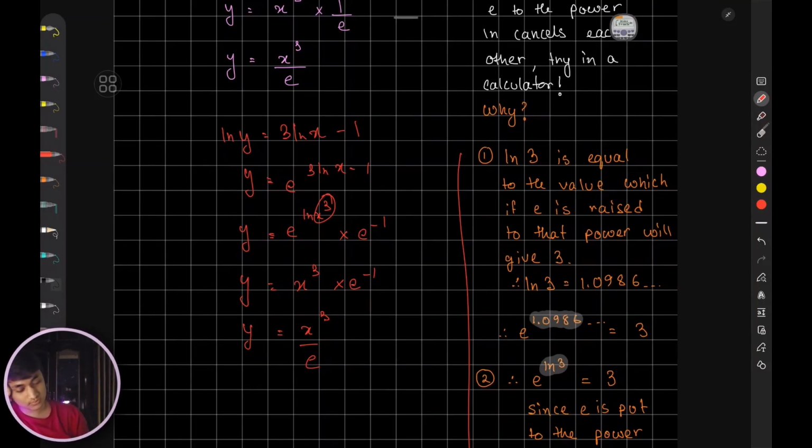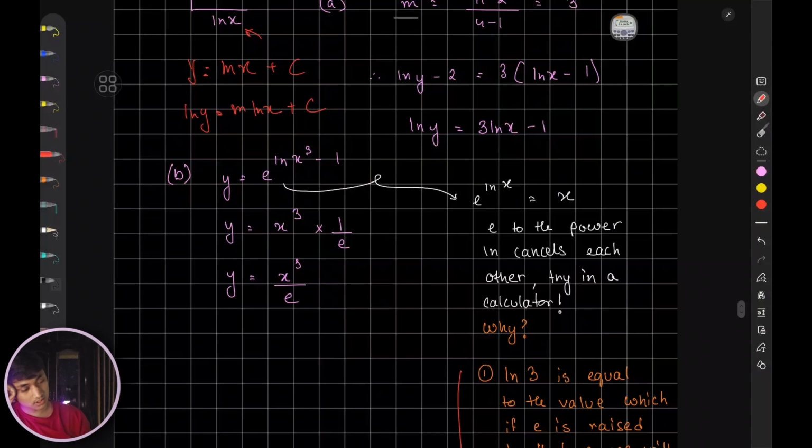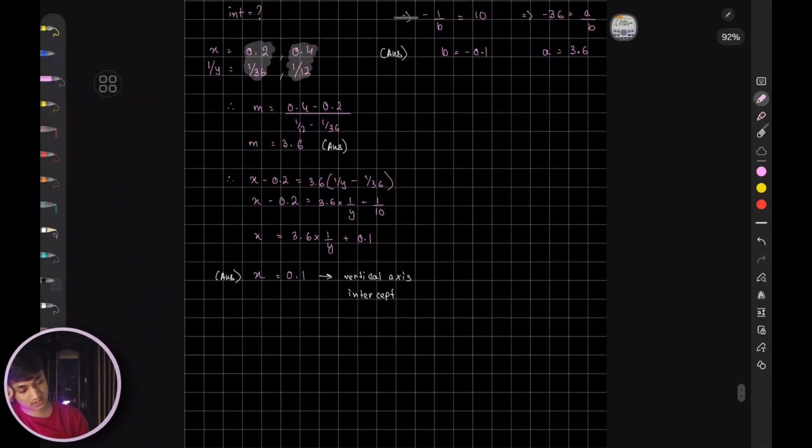Okay. So that is how you remove the logarithm sign, and that is how you're going to find ultimately the non-linearized expression, that is in terms of y. Fair enough. So that is how you're going to solve this. And last question, I guess.